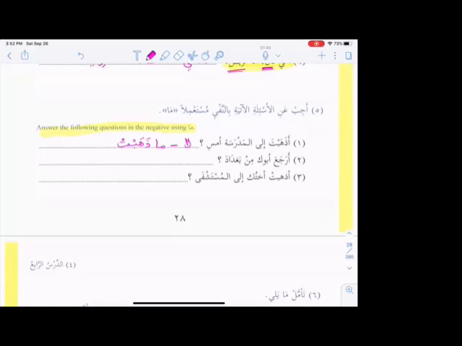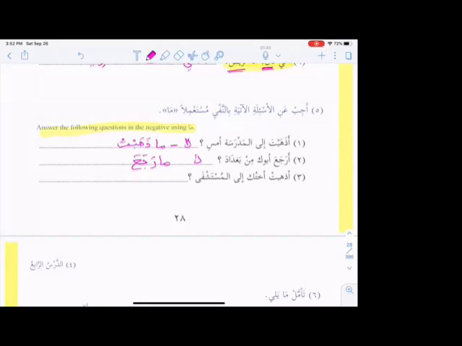Okay. Araja abuka min Baghdad. What will you say? La. Ma raja. You don't have to write down everything. Even if you say ma raja, it means he did not return. Or you can write down the whole sentence, inshallah.